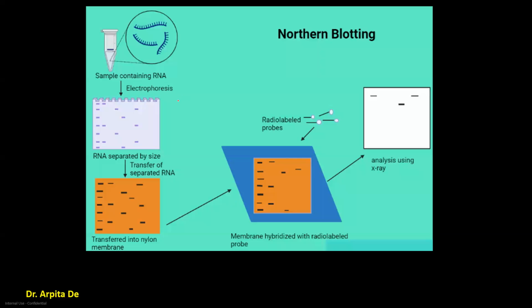Look at this. This gives you a better picture of the procedure. You have your RNA of interest here. You run electrophoresis. RNA is separated by size, because this is the purpose served by electrophoresis. It will separate the RNA fragments according to size. Then it is transferred onto a solid support, which is the nitrocellulose membrane here. Then the membrane is hybridized with radio-labeled probe. Probes are here. Then analysis using X-ray.